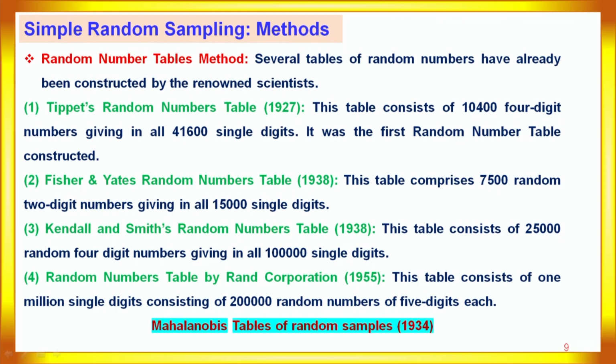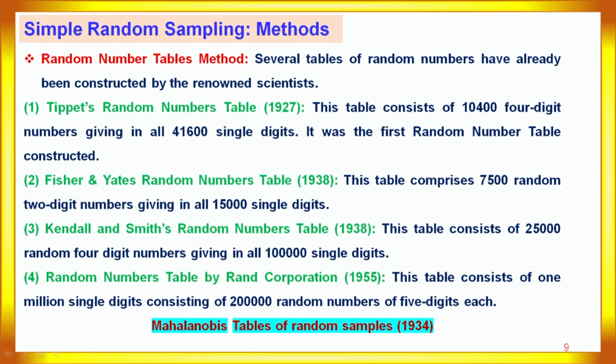Now, another method for simple random sampling is using the random number table. A random number table provides you with a list of numbers which basically ensure randomness. There are a number of random number tables available. The most commonly used tables are the Tippett random number table, the Fisher and Yates random number table, the Kendall and Smith random number table, and the random number table by the Rand Corporation. These are mostly used for social science research. There are other random number tables also available.